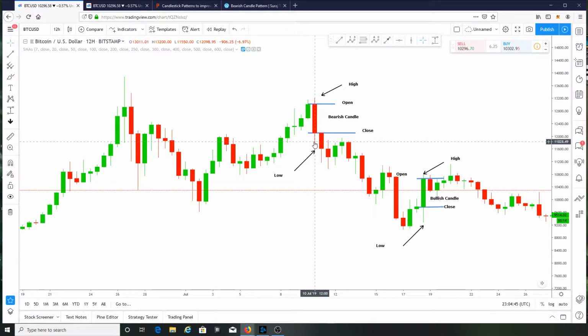The candle wicks can be long, they can be short, as well as the candle bodies themselves. They can be long or short. So here we have a long wick, and here we have a short wick on top. Here's a short wick on the bottom, and here's a nice big long wick at the top.